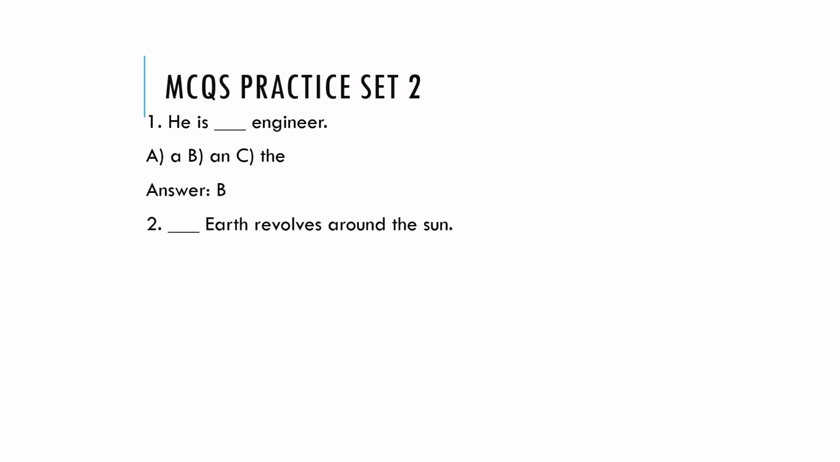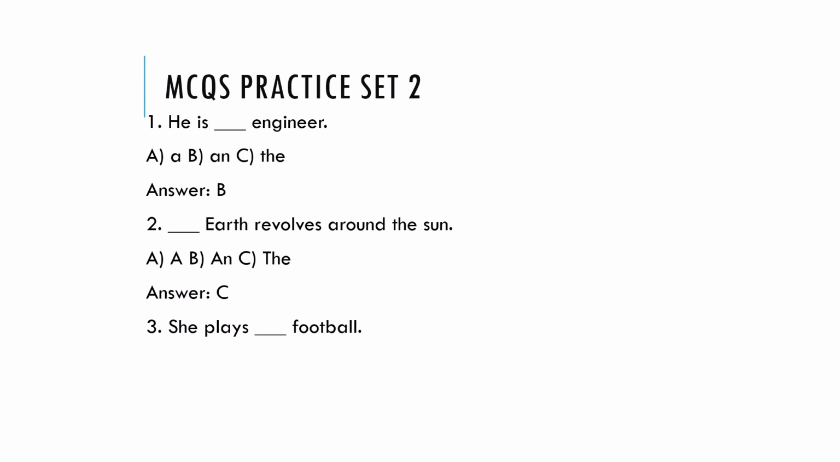Next one is dash earth revolves around the sun. We use the definite article the before earth because it is unique. There is only one earth. Similarly, we also say the sun because it refers to the one specific sun in our solar system. Using a or an would be incorrect here since earth and sun are unique entities, not one among many. So the correct answer is the. The earth revolves around the sun.